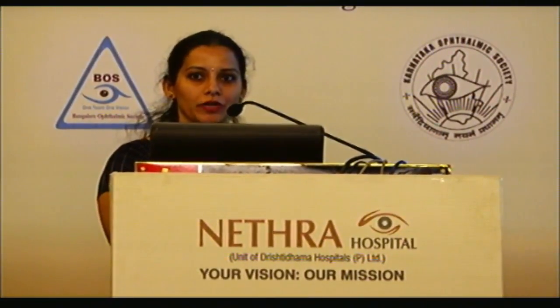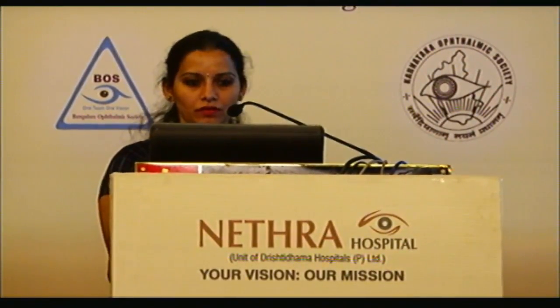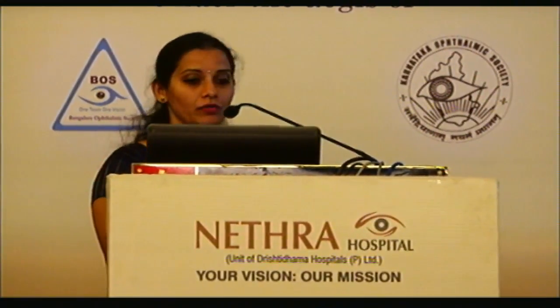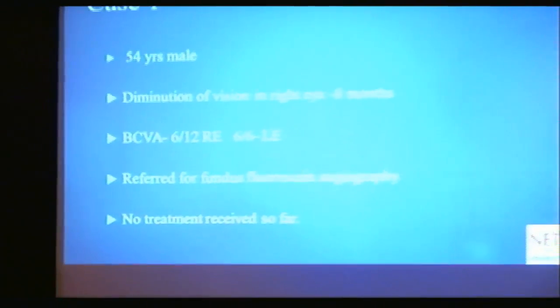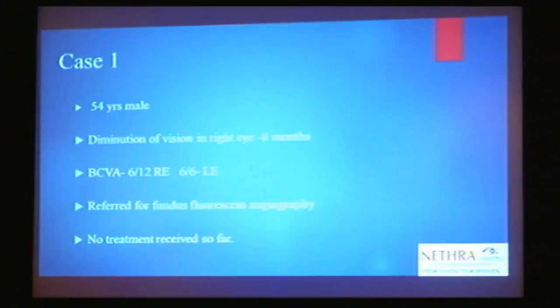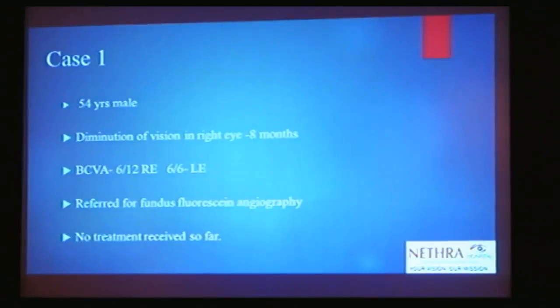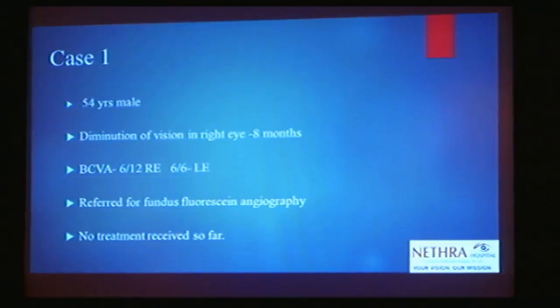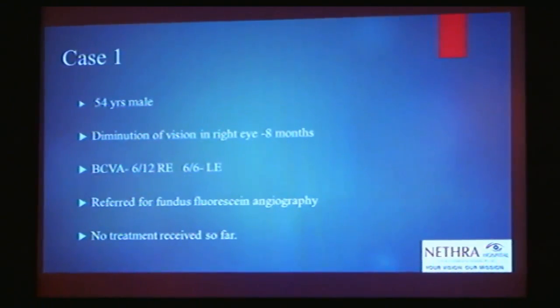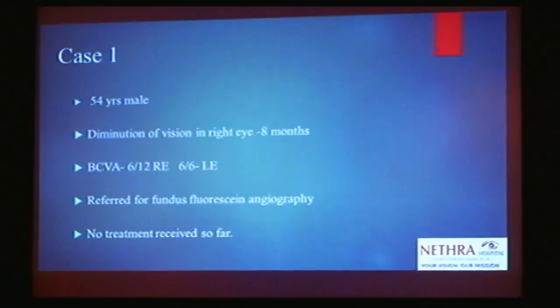Cases from our retina OPD pertaining to today's talk. Here is a 54-year-old male who presented to us 8 months ago with diminution of vision. He had a best corrected visual acuity of 6/12 in the right eye and 6/6 in the left eye. He was referred to our hospital for a fundus fluorescein angiography. Until then he had not received any treatment.